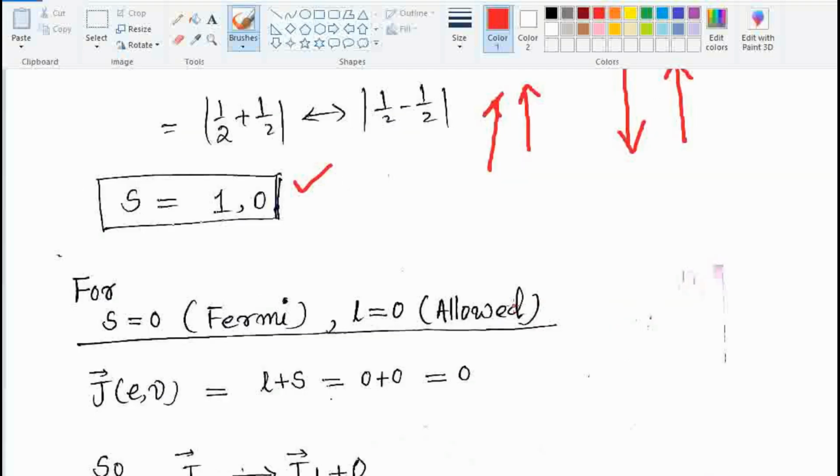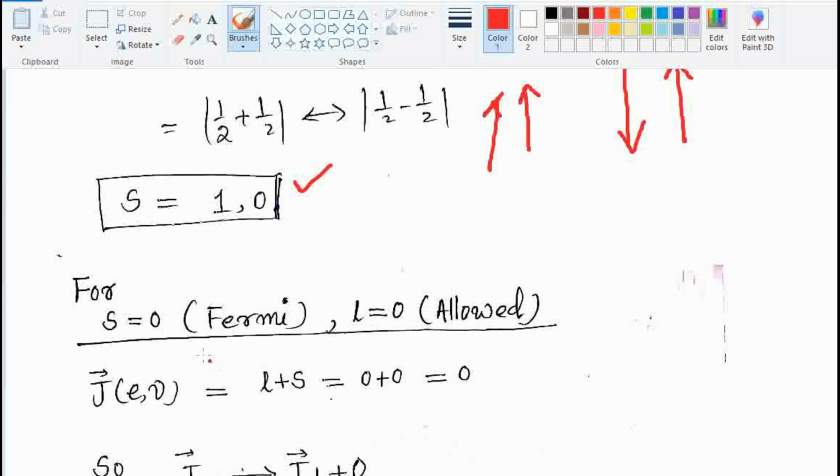Now you see when the Fermi allowed transition is possible. You remember that when S equal to 0, that means it is Fermi. And when L equal to 0, the orbital angular momentum of the outgoing particle is 0, that means it is allowed. Allowed means it is highly possible to happen. So S equal to 0 means Fermi, and L equal to 0 means allowed. That means for an allowed Fermi transition, the rule is L equal to 0, S equal to 0.